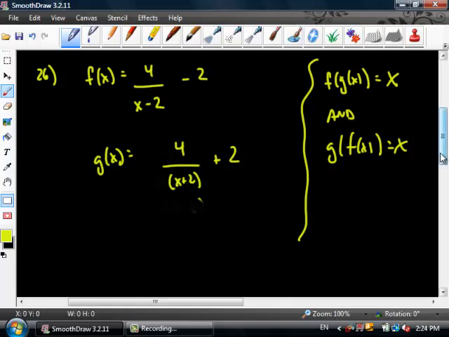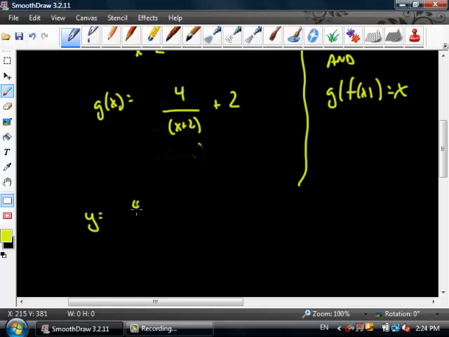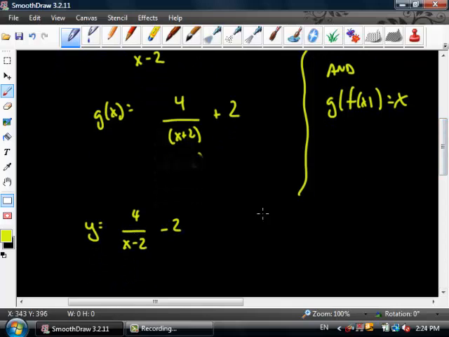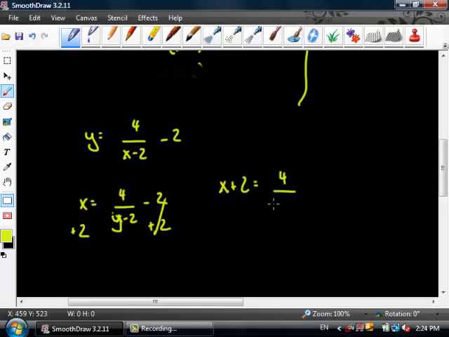So for f of x equals 4 over x minus 2, I'm going to go ahead and write y equals 4 over x minus 2. To find the inverse, I'm going to switch x and y, so it's going to be x equals 4 over y minus 2. I'm going to add 2 to both sides, so I get x plus 2 equals 4 over y minus 2. I have to get y to the other side, so I'm going to multiply both sides by y minus 2.